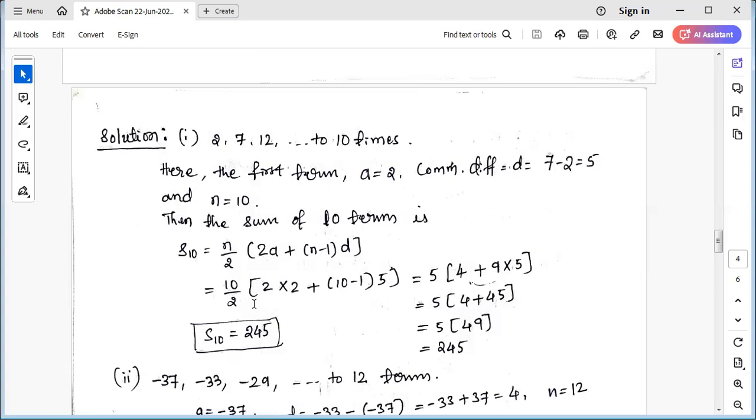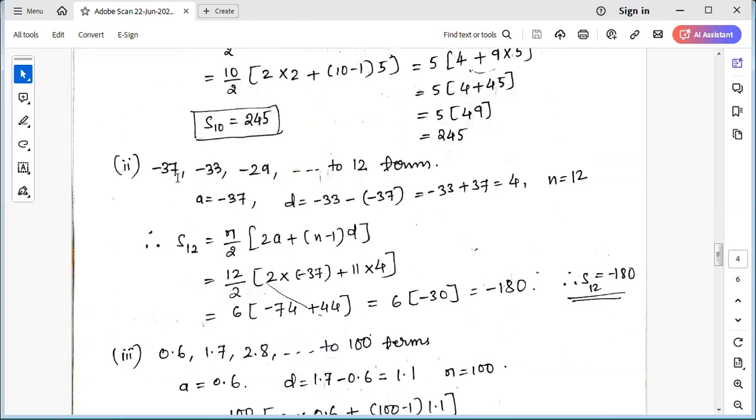N is 10, so 10 by 2 into the bracket 2 into a, which is 2, plus n is 10, 10 minus 1 into 5. So 10 by 2 is 5 into the bracket 2 into 2 is 4 plus 10 minus 1 is 9, so 9 into 5. So this is equal to 5 into 4 plus 9 into 5 is 45. 45 plus 4 is 49. So 49 into 5 is 245. So we got the sum as 245.